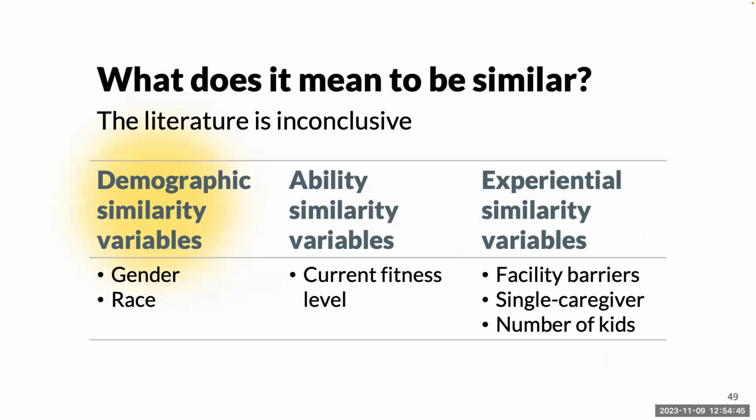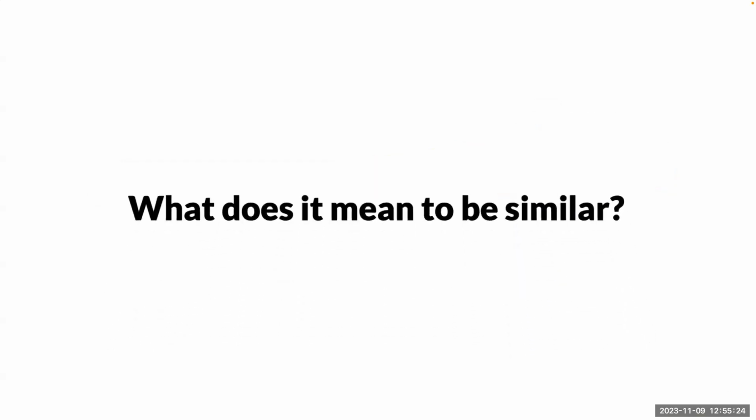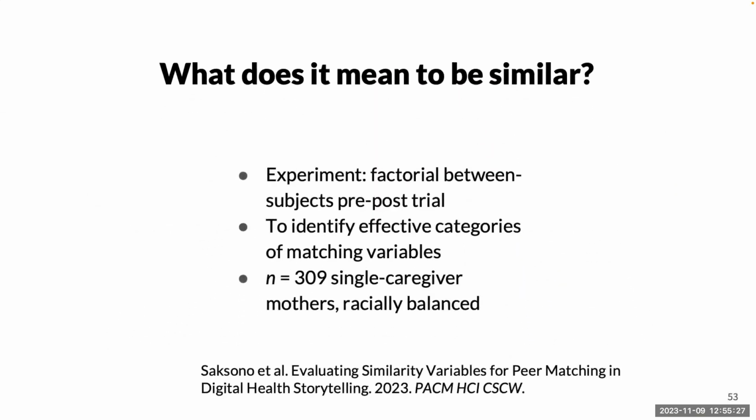The literature is inconclusive. Some studies found that demographic variables like gender and racial identities might be effective means to convey similarity. Other studies suggested that people with similar abilities are better models. And some studies suggest that experiential variables like barriers to physical activity might be a better signal of similarity. So if we can answer this big question, then we have the opportunity to make social modeling more optimal to support health behavior like physical activity. So that's why we conducted this study, another study, to identify effective categories of matching variables.